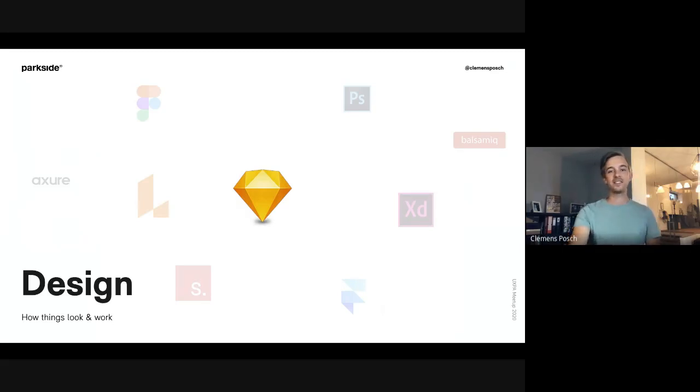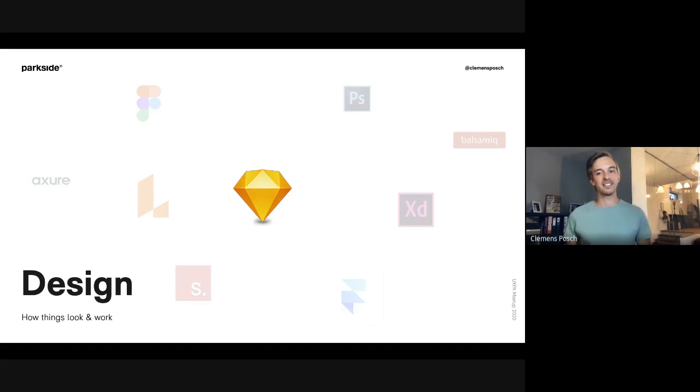Let's have a look at the market, maybe. I think there's a huge fight currently with Figma, Sketch, and Adobe Experience Design on the market between designers and teams, and everybody's rooting for different software. But I think we've reached a state where those tools are nearly identical in terms of the feature set.